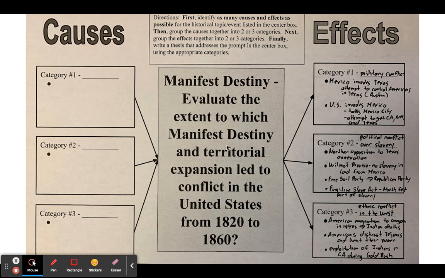Okay, so when we look at manifest destiny and territorial expansion, there were different kinds of conflicts, right? We have military conflicts that are actual, aggressive military conflicts. We have political ideologies over slavery and where slavery should expand to. And then we have this idea of white people moving into lands already occupied by other groups of people and the conflict that results from that.